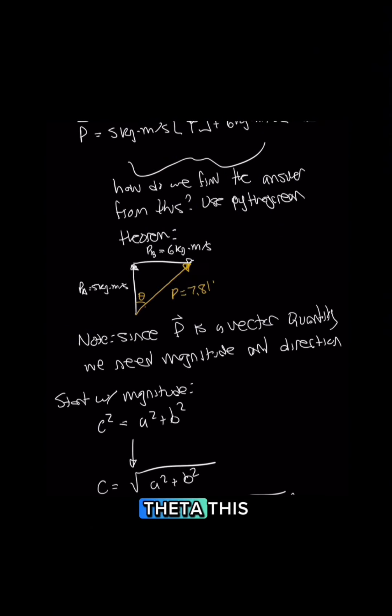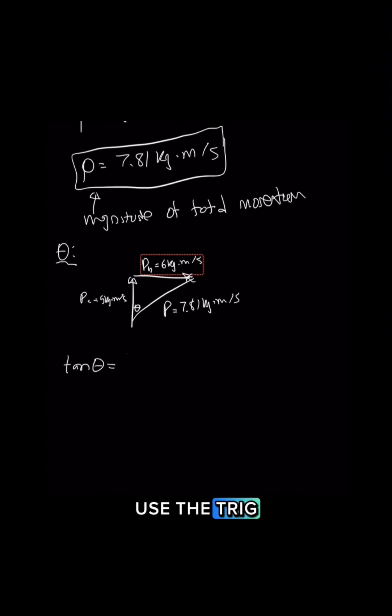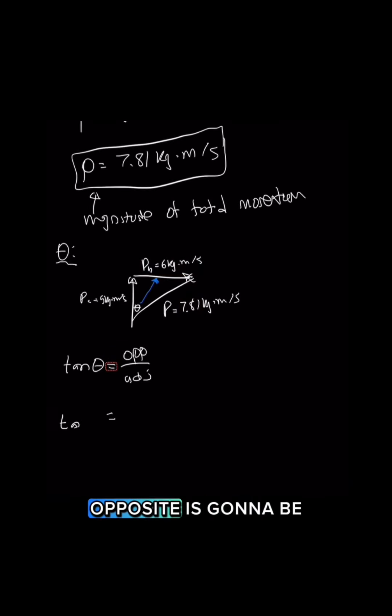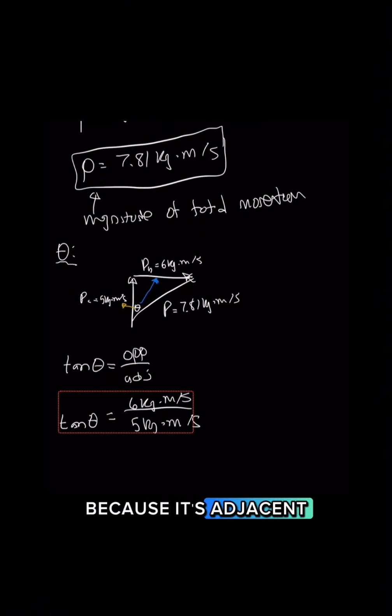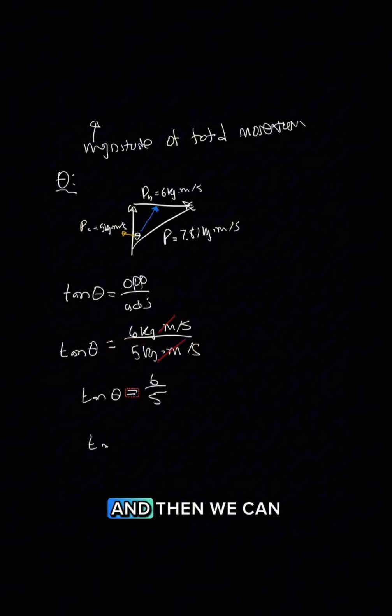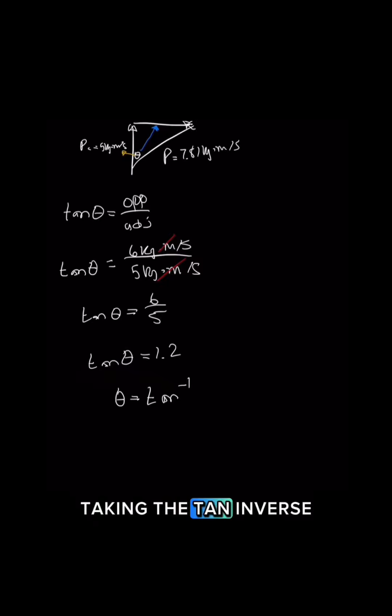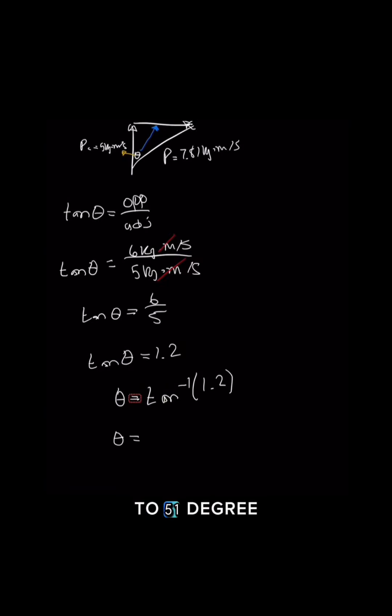And so what is theta? This is our system here. We can use the trig identity tan theta is equal to opposite over adjacent. Opposite is going to be this value here because it's opposite to theta, and then adjacent is going to be this value here because it's adjacent to theta. So the units are going to cancel, and then we can find the angle by taking the tan inverse, and if we do that, we find the angle is equal to 51 degrees.